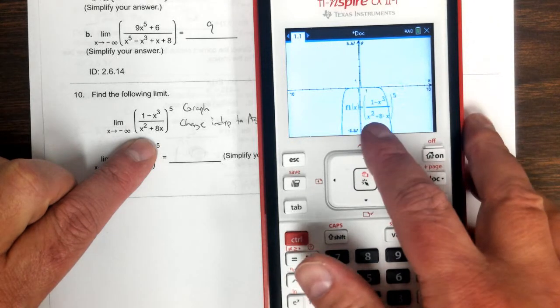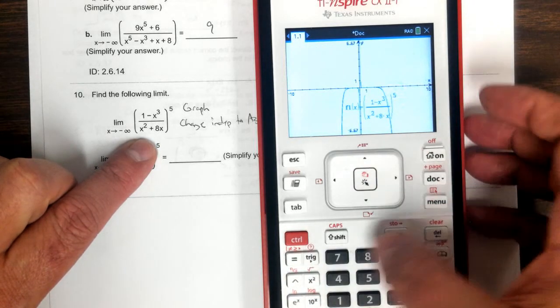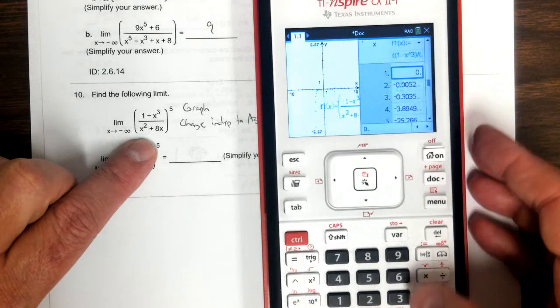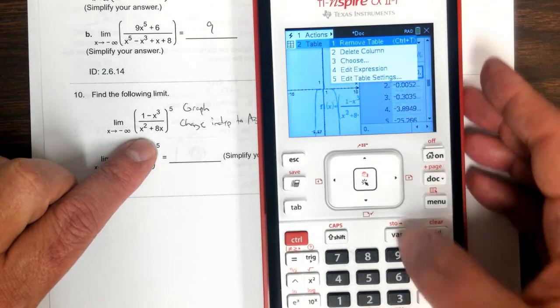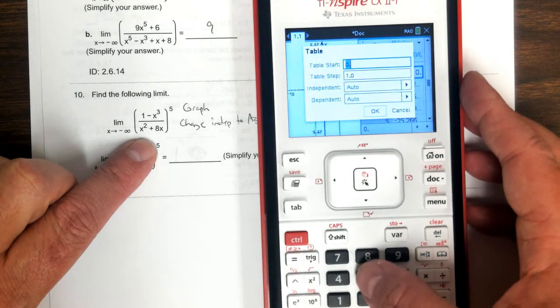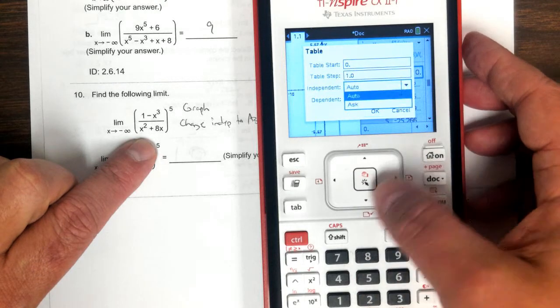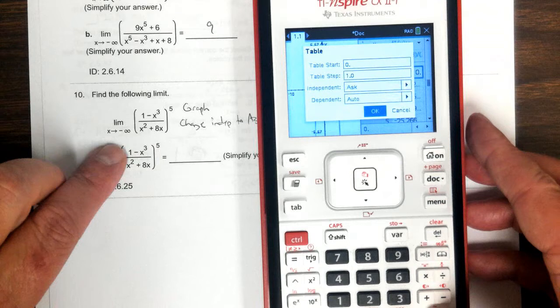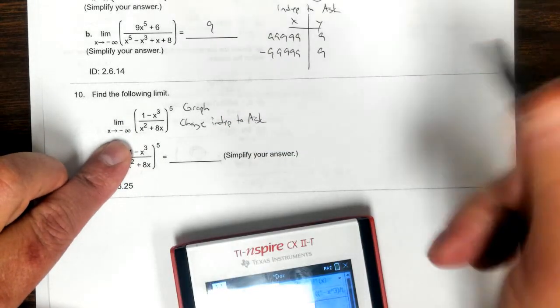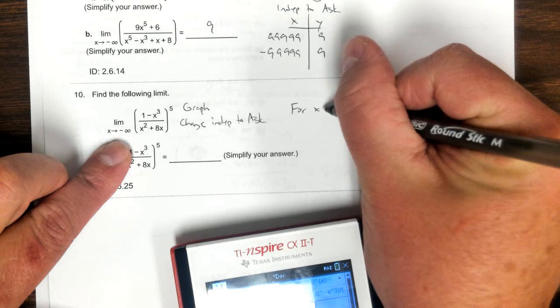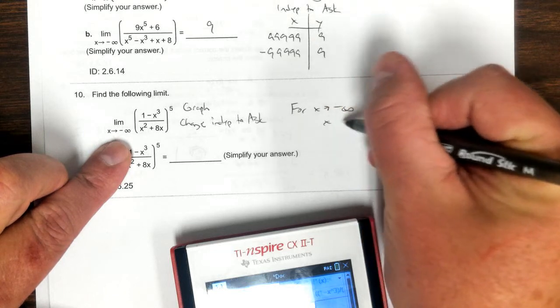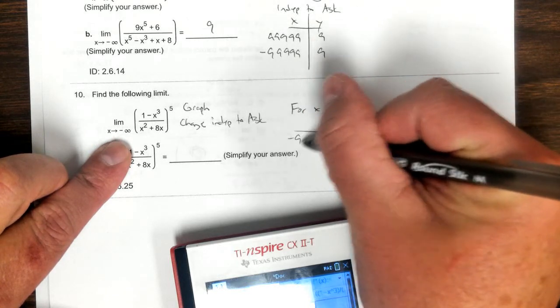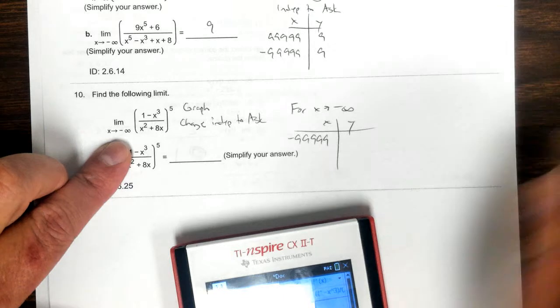So there's your graph. If we go to our table, Control T, and then make this independent to ask, then for x approaches negative infinity, then we would want to use like negative and a bunch of 9s.